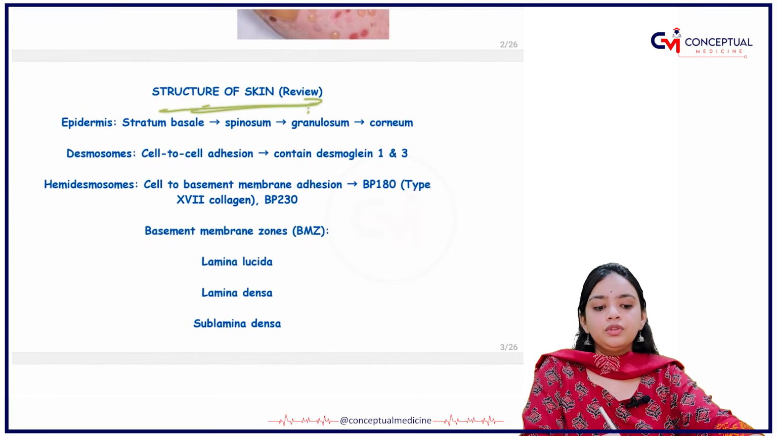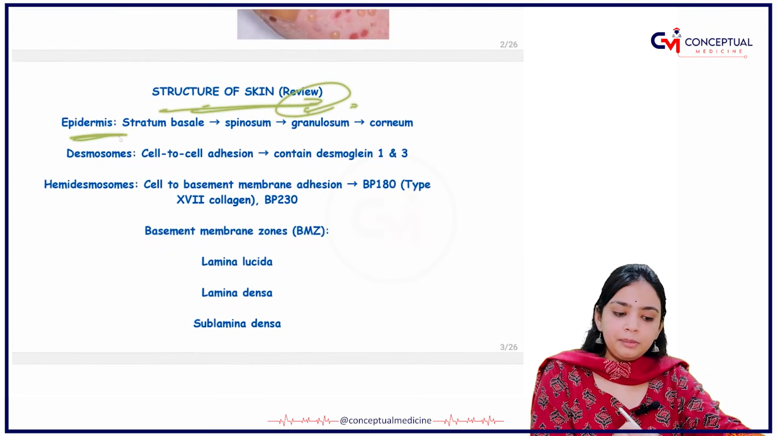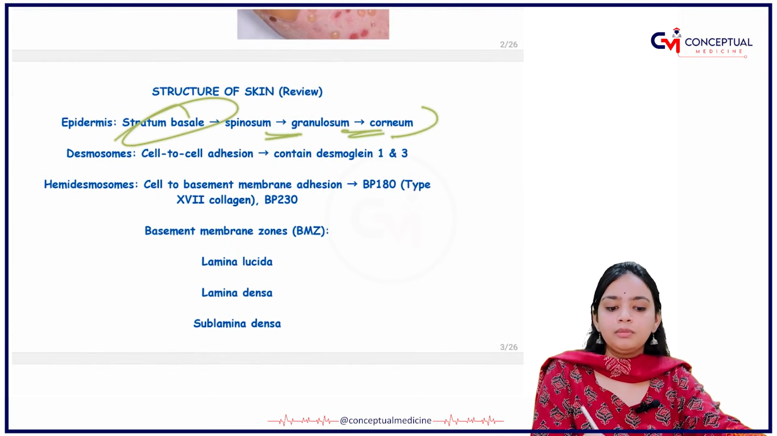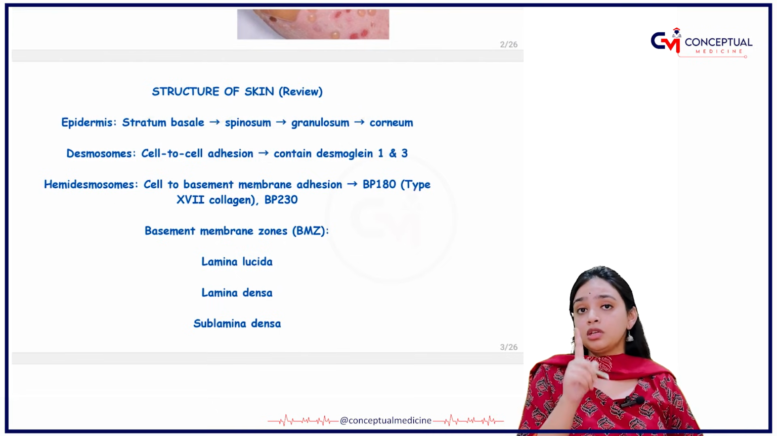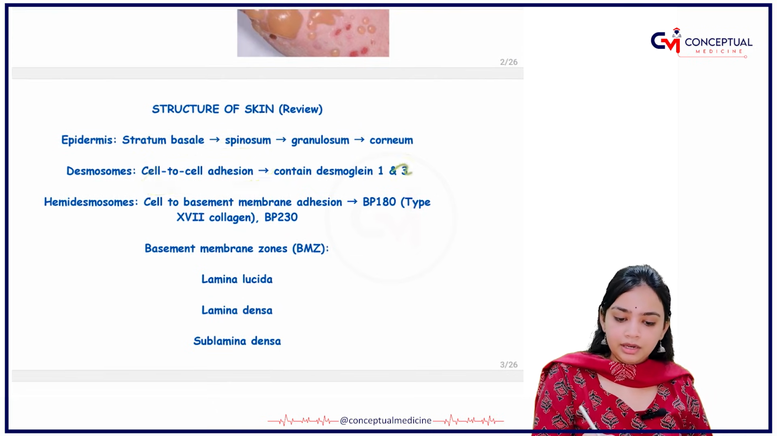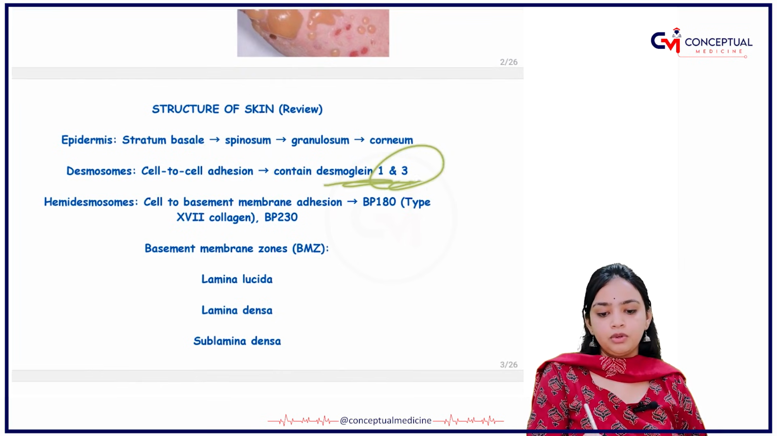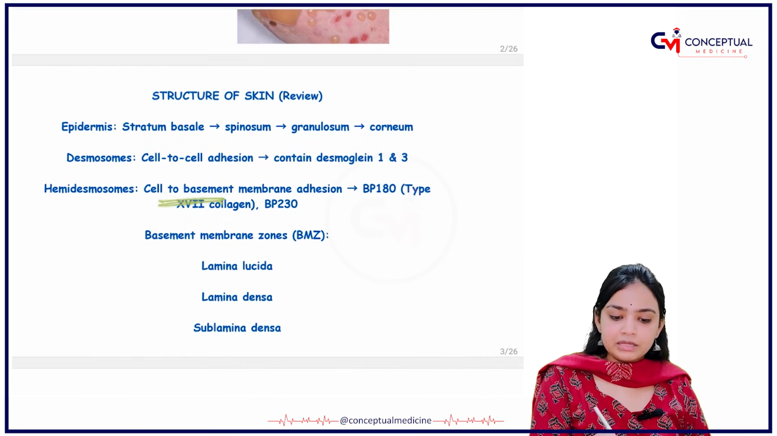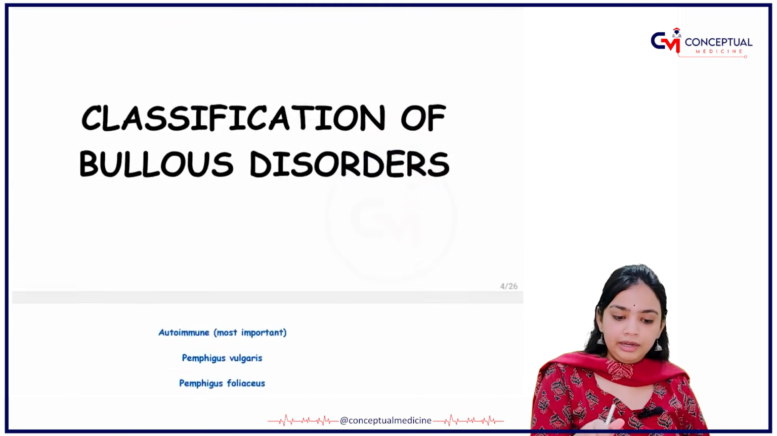Let's just review the structure of the skin that we have seen. In the epidermis, you are having the stratum basale, spinosum, granulosum, and the corneum. The mnemonic was come, let's get sun, fun. In the desmosomes, there is cell-to-cell adhesion by Desmoglein 1 and 3. In the hemidesmosomes, there is cell-to-basement membrane adhesion that you are able to see.